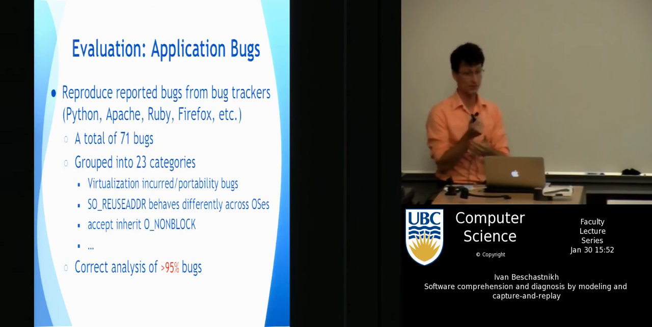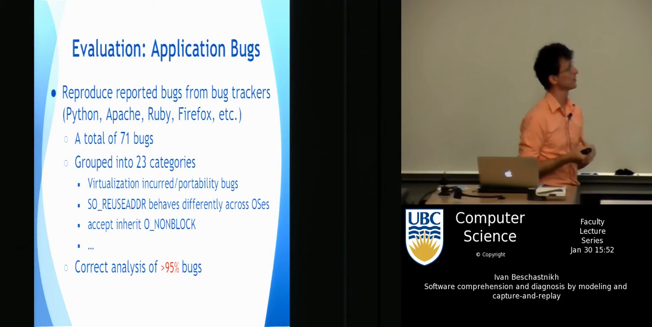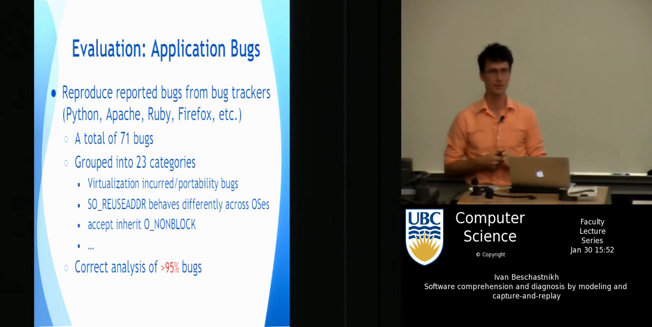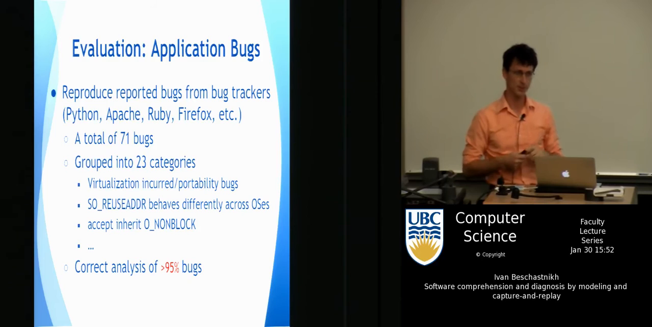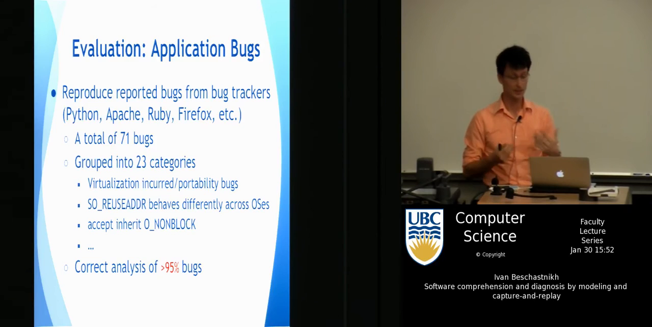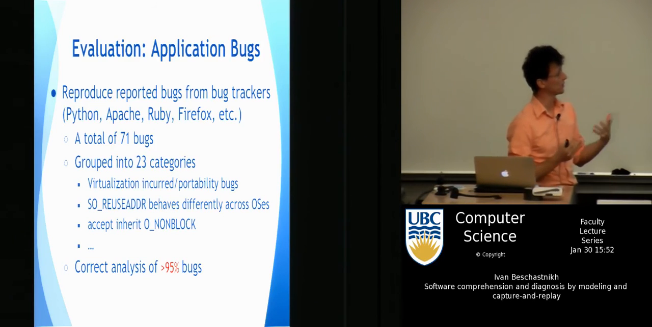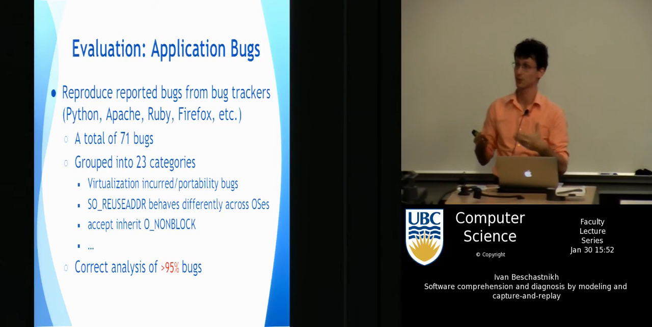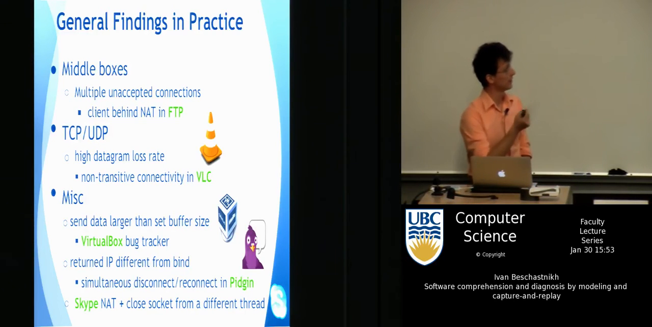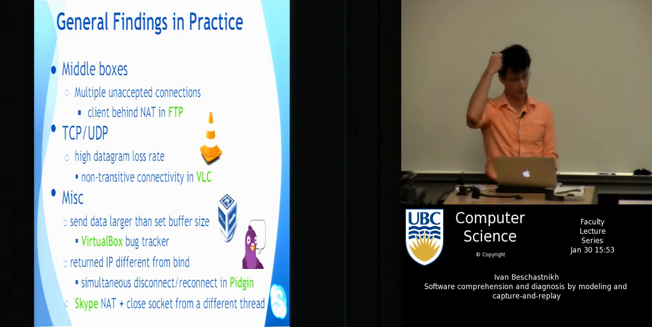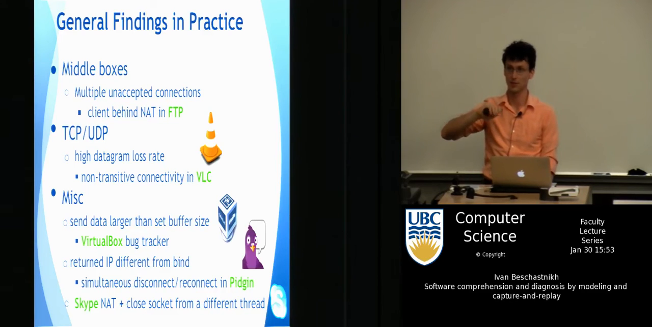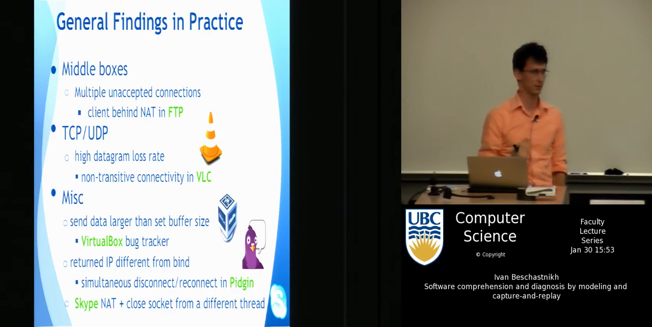For the evaluation of NetCheck, we've basically taken a bunch of bugs from popular applications, things like Python, Apache, Firefox. There were a total of 71 bugs. We've created traces to reproduce these bugs, and then we've applied NetCheck to those traces. And we found that for 95% or more of these bugs, we correctly analyzed them, right? So we were able to reproduce the bug report. And then we've applied NetCheck to actual applications like FTP, VLC, and even VirtualBox, which is a virtualization platform, and collected traces from these applications as they were running, and we were able to characterize the faults that we were experiencing with NetCheck.